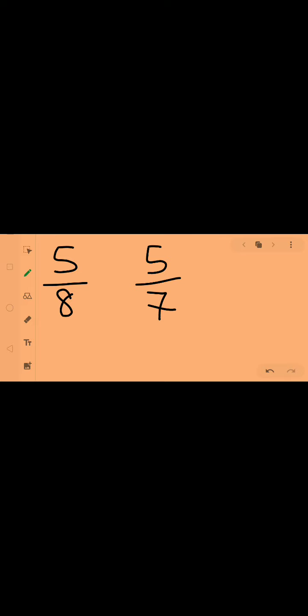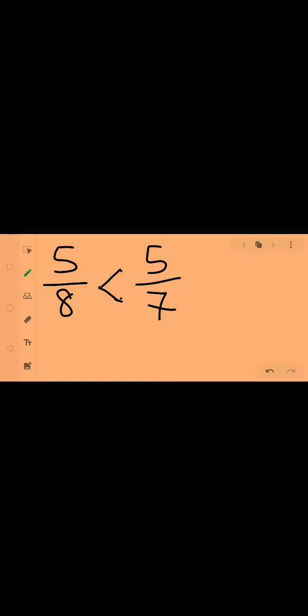So how do we put the symbol? Beside the larger number, we put 2 dots. Beside the smaller number, we put 1 dot, and we join it, so we get the correct symbol. So how do we read this? 5 by 8 is less than 5 by 7. I think now you are able to compare unlike fractions with the same numerator. Let's have some.